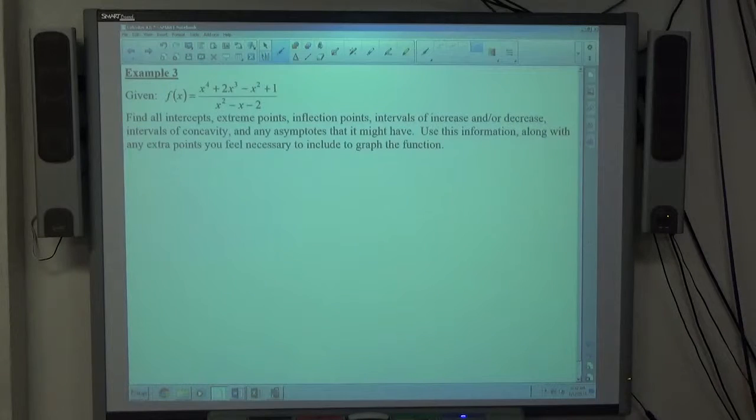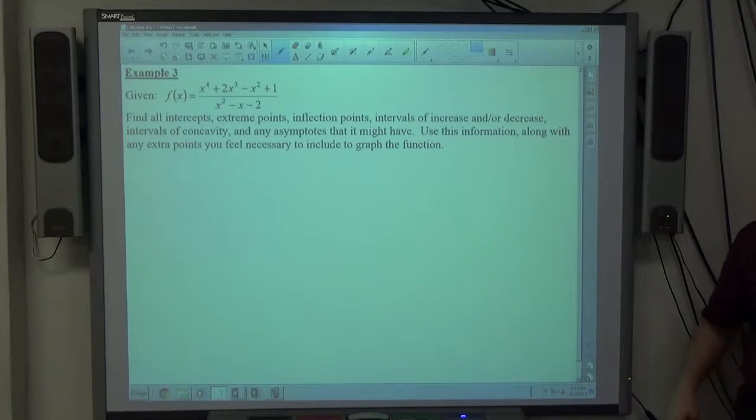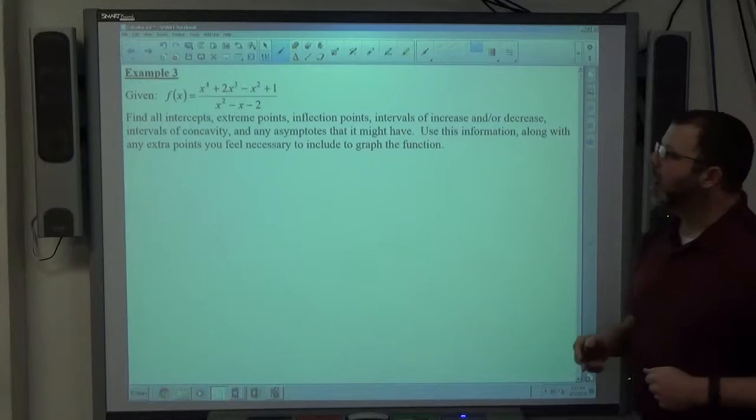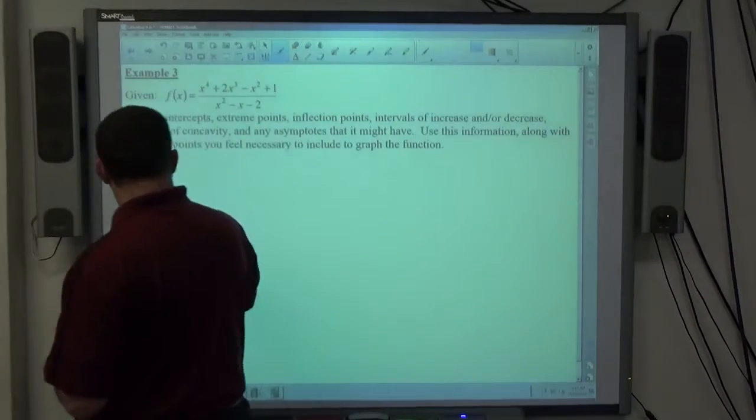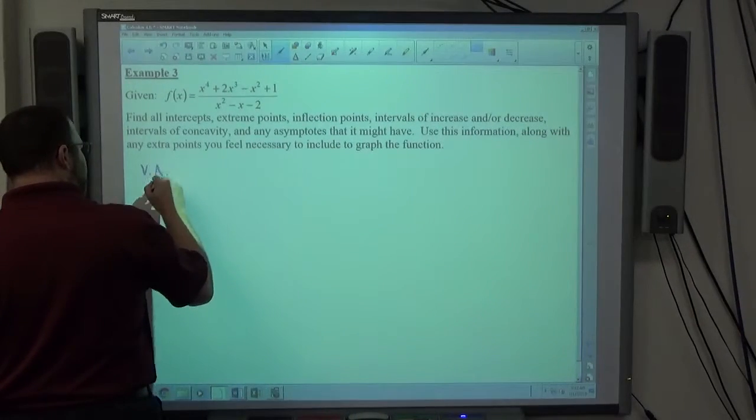Okay, example 3 for graphing is a rational function. A rational function will be a function of x divided by a function of x. Rational functions tend to have asymptotes, either horizontal, vertical, or both. So that's the first thing I would probably consider for a rational function. Are there any asymptotes? Recalling vertical asymptotes occur when the denominator equals 0.